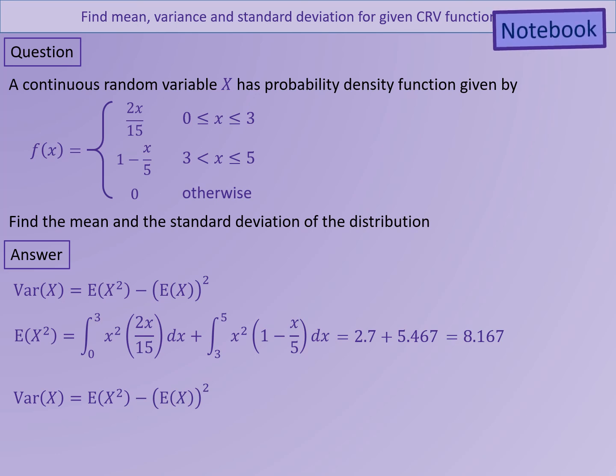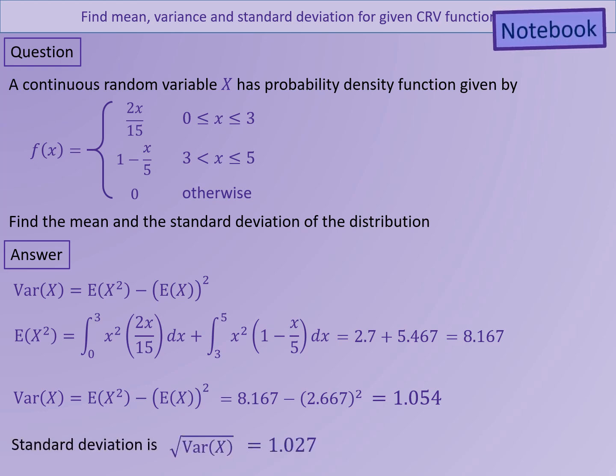We already have the expected value of x from the first part, so if we square this, we will then have the expected value of x all squared. We can then subtract these two values, giving us a variance of 1.054. We were asked for the standard deviation, so we now need to square root this, giving us a standard deviation of 1.027.